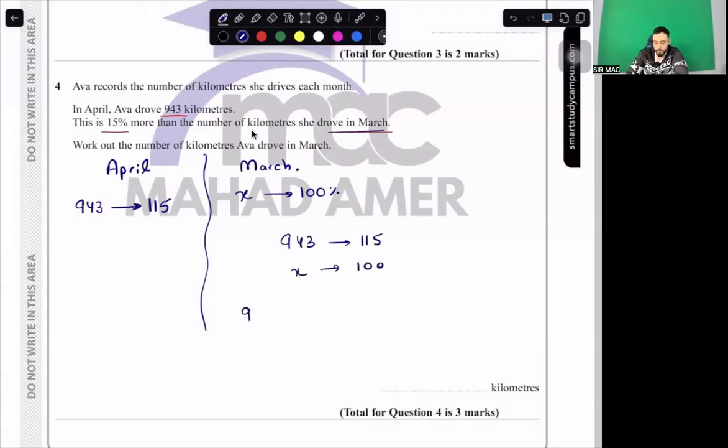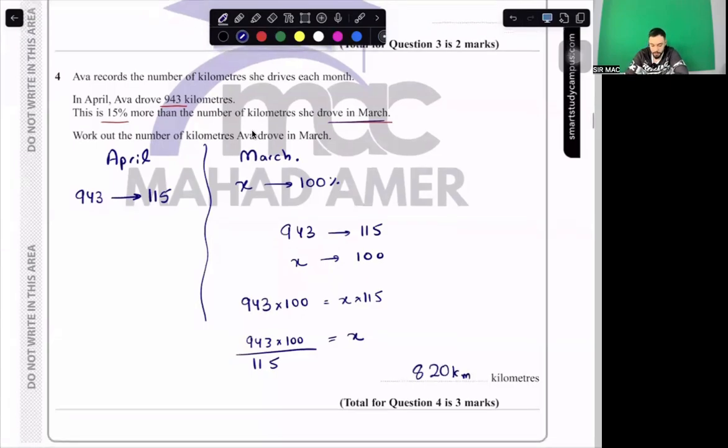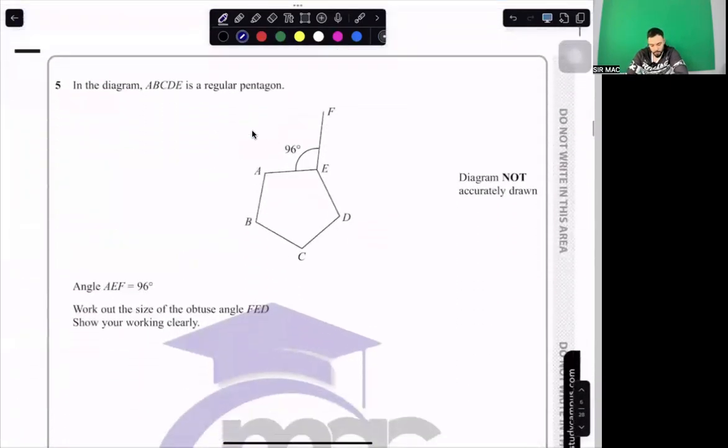So the equation goes like this: 943 times 100 equals X times 115. So 943 times 100 over 115. You can do it in decimals, 1.15, if you have learned it like that. I learned it in percentage. It's the same thing, there's no need to worry about anything. Then the answer should be divided by 115. The value would be 820, that I'm getting. 820 kilometers would be the distance she had covered in March. Okay, this one's good.